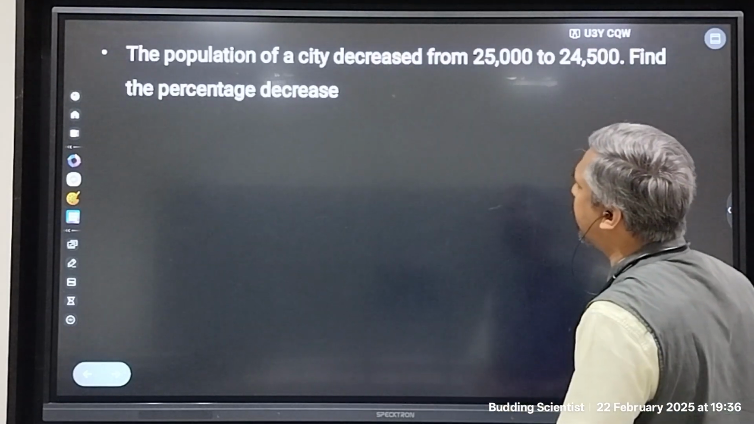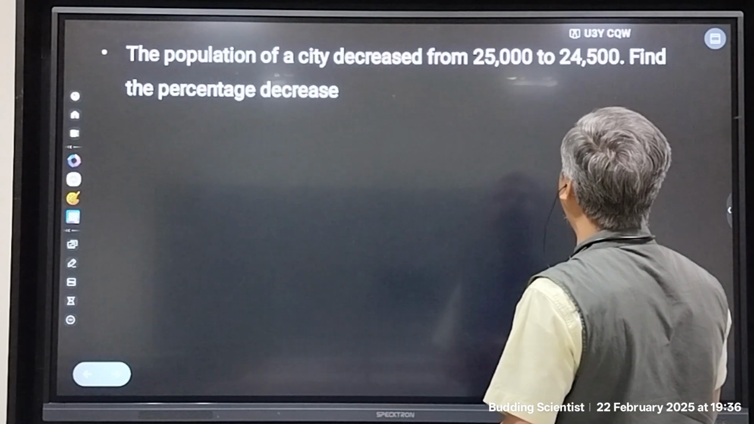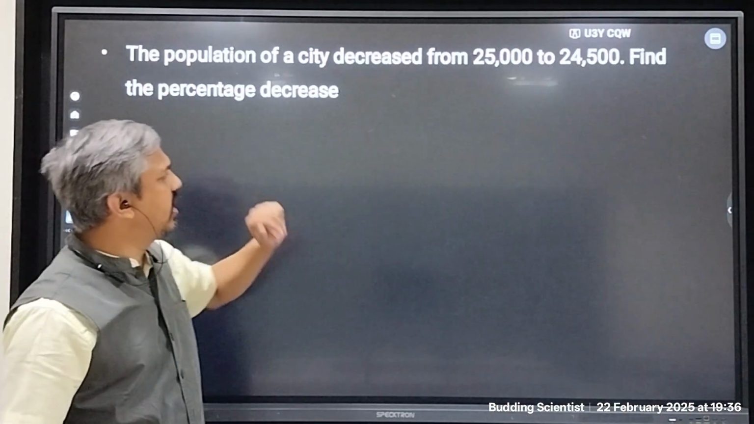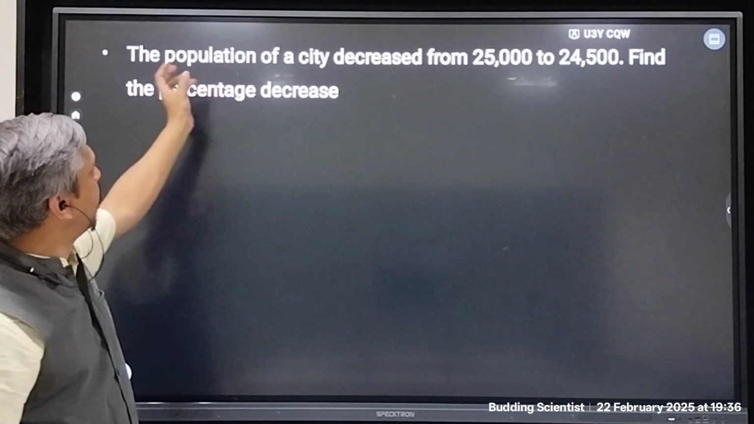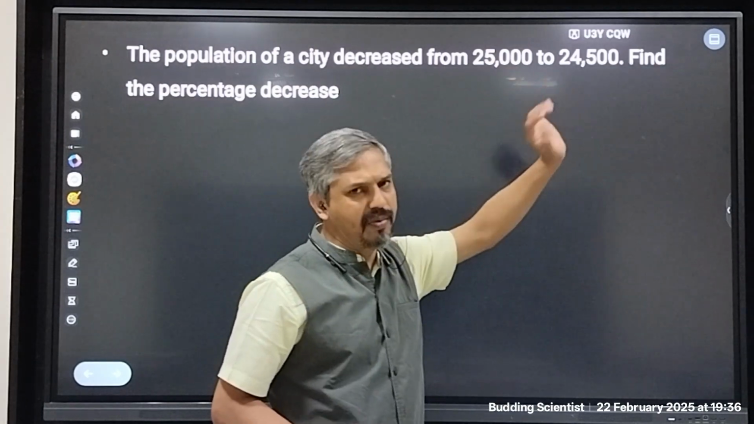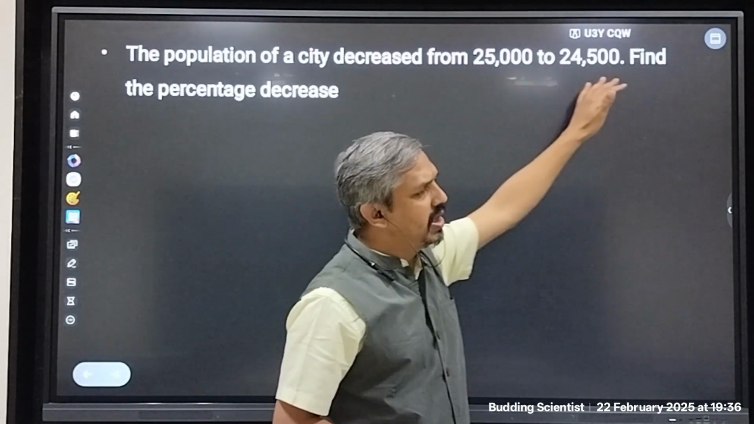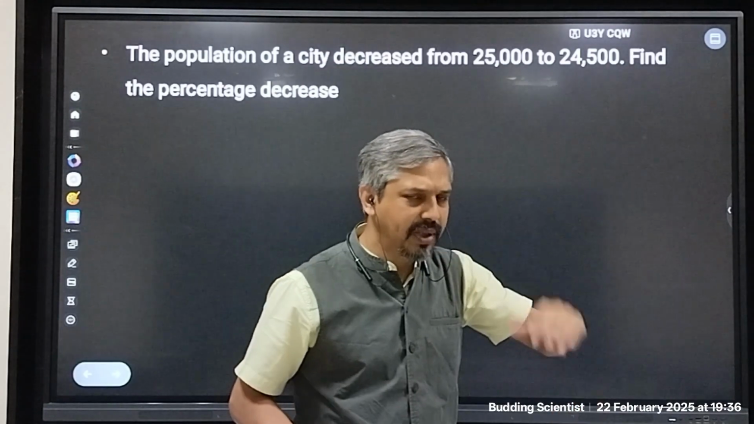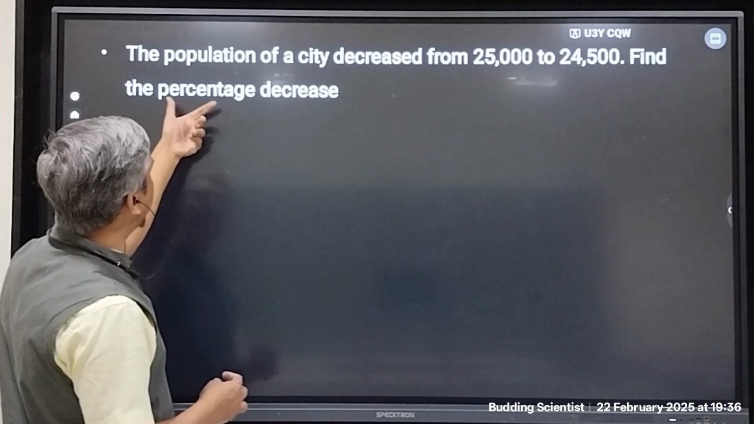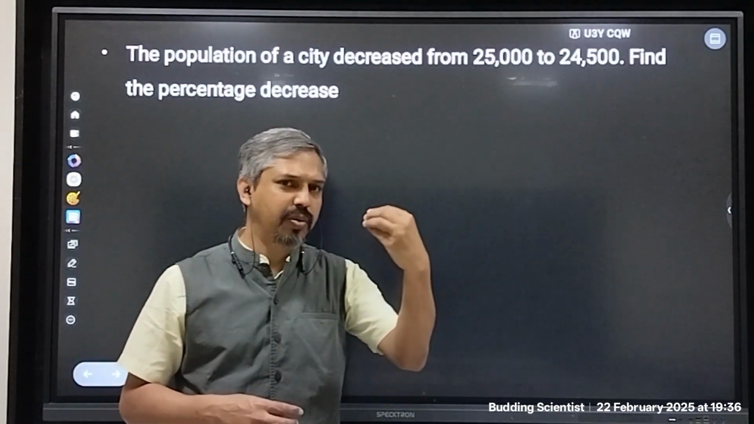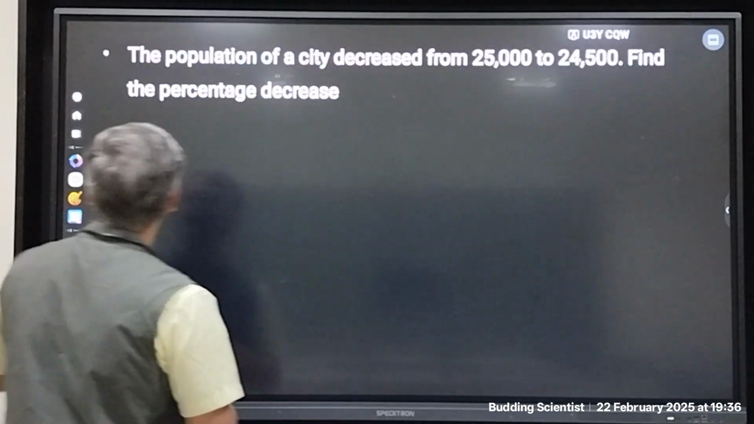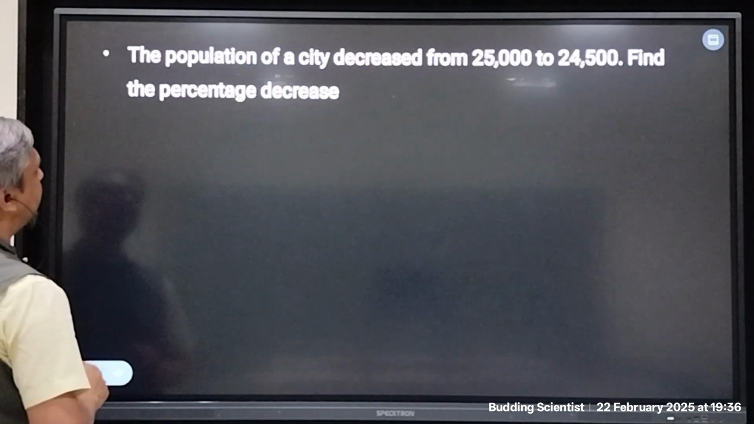The population of a city decreases from 25,000 to 24,500. Find the percentage decrease. I am only anticipating the technical error, so we'll just solve it orally. I'll tell you what to do. The decrease of population will be initial population minus final population. So 25,000 minus 24,500, so the decrease in population is 500. 500 is the net decrease, but we are asked about the percentage decrease. Percentage decrease is equal to decrease upon original value into 100.